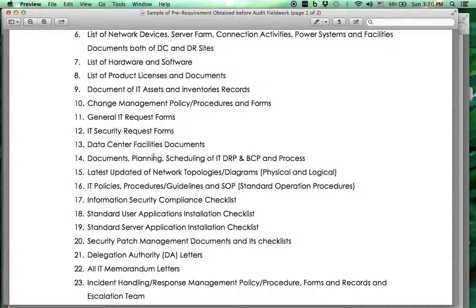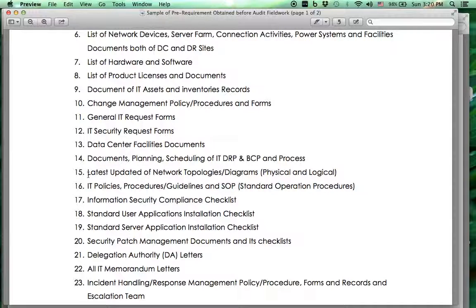Number 14, we are talking about the documents, planning and scheduling of the IT disaster recovery plan, BCP and process. Okay, we can move on, because this item you can obtain if your scope relates to the disaster recovery plan.